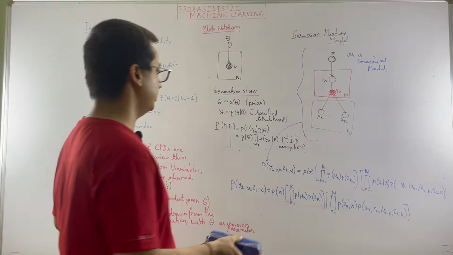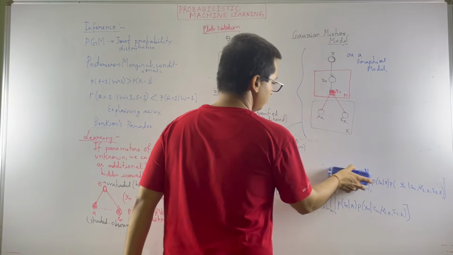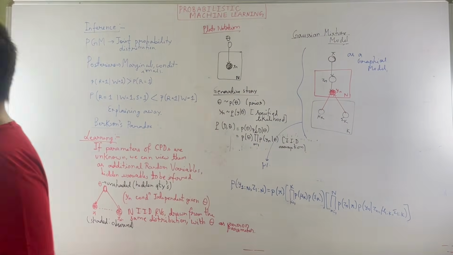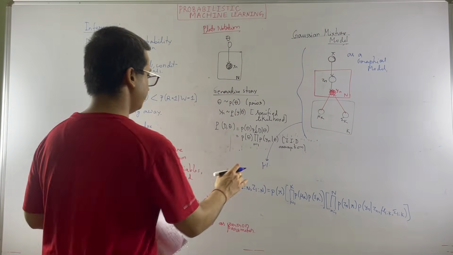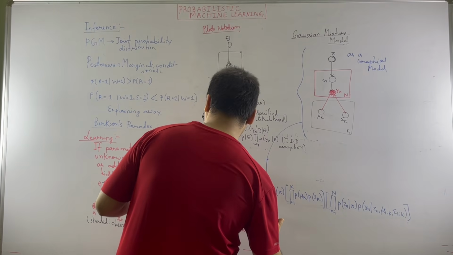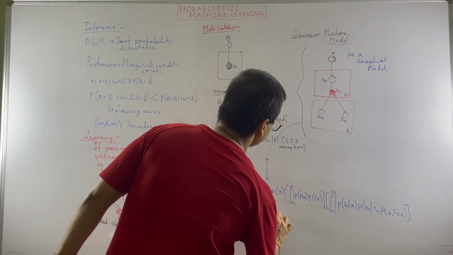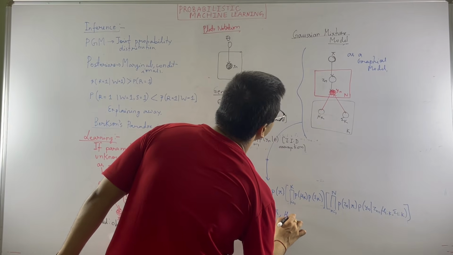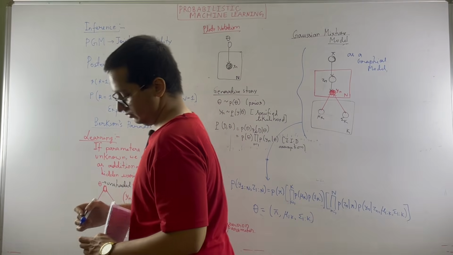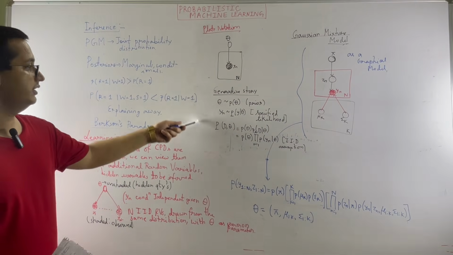And what are the parameters? In this case, the parameters are basically pi and mu.